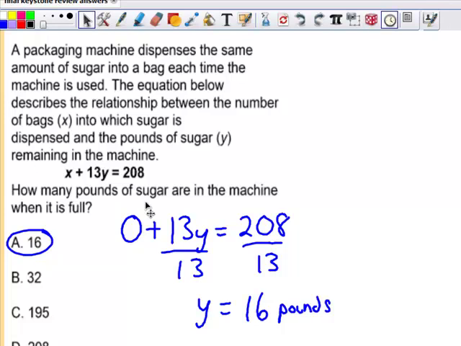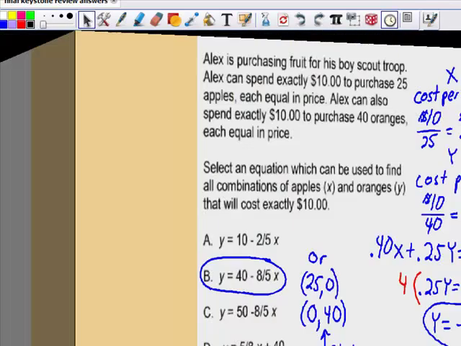Next problem. Here, read this situation again, and they're going to ask us that we want to know the number of pounds of sugar remaining, the y, when x is the number of bags. So again, if you don't fill any bags, cover up the x term, you solve for y, you're going to get your answer. In this case, it is 16 pounds, but know what x and y represents.